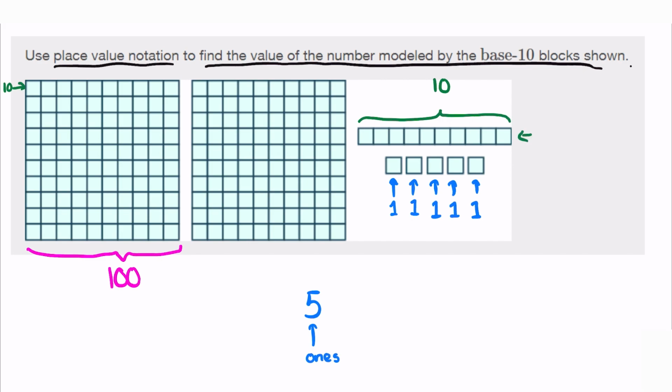Next, how many 10s do we have? As we can see, we only have one of these sets of 10. Therefore, we have one 10 rod, which is 10.